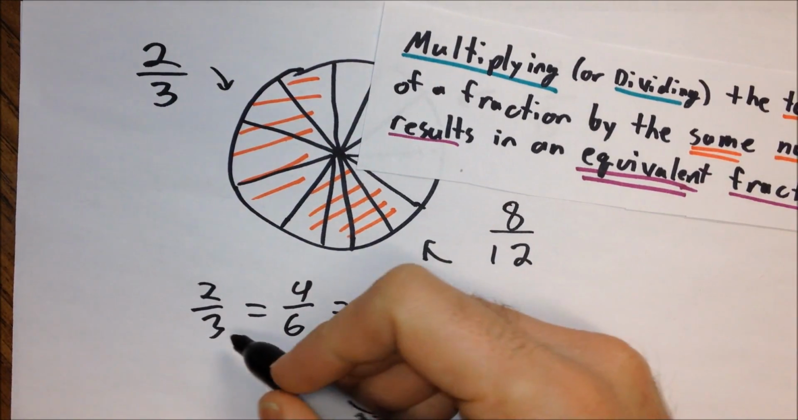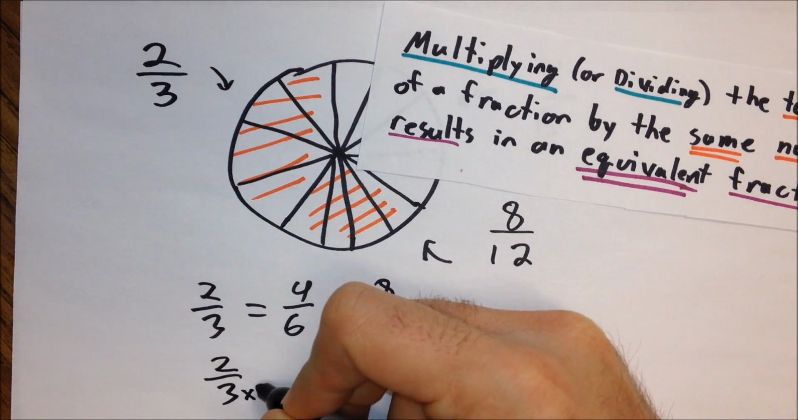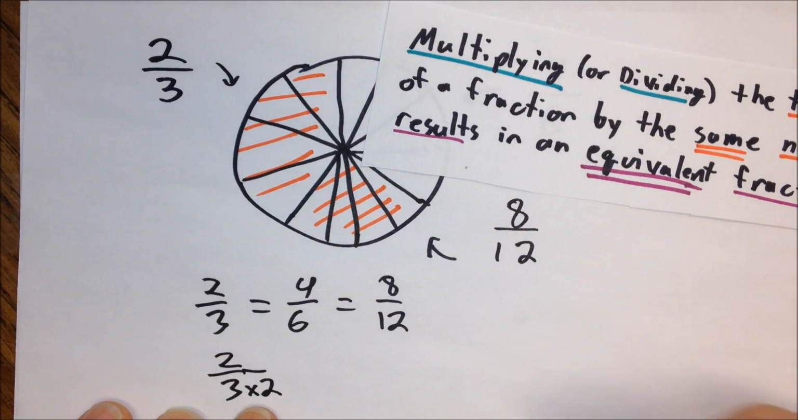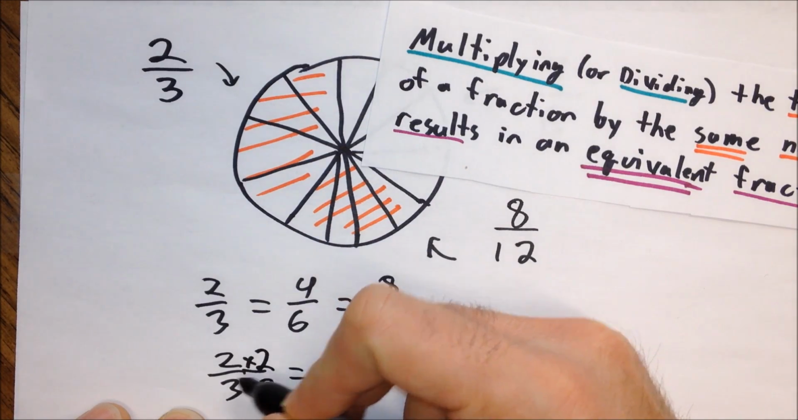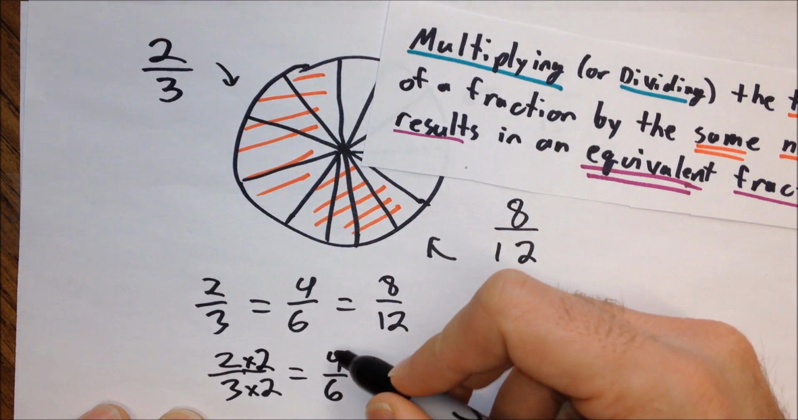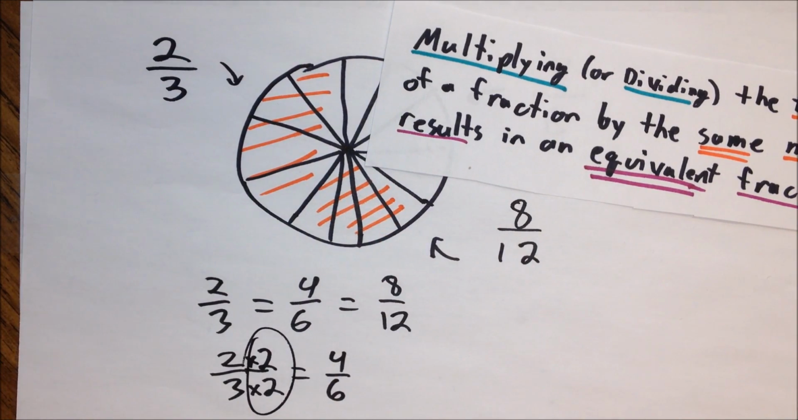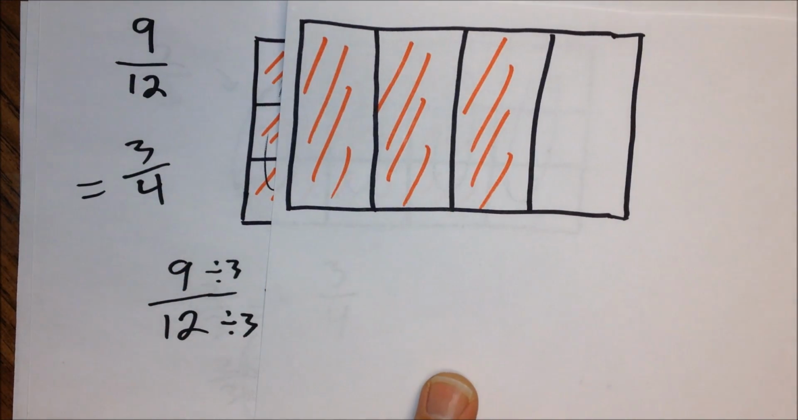Notice on the previous problem we had our 2/3 and we doubled it, so we doubled our 3 so that we now had twice as many pieces, and so that gave us 6 on the bottom, but we also had twice as many red pieces. That gave us 4 on the top. So 4/6 is equivalent to 2/3 by multiplying both the top and the bottom by 2, versus this other problem where we divided both the top and the bottom by 3.